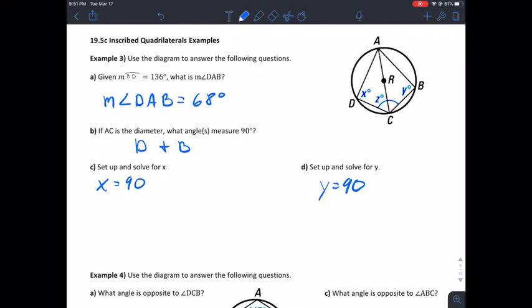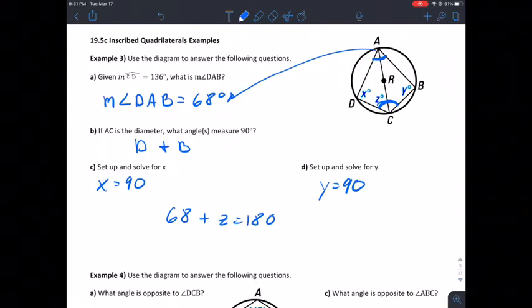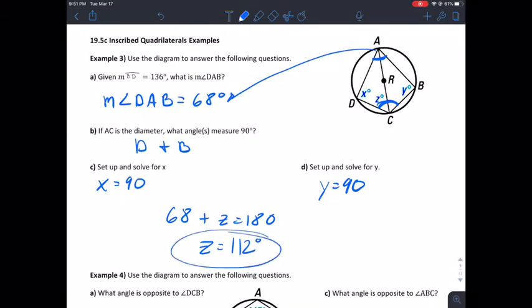So one thing I want to do too is solve for angle C, or solve for Z. We know that this angle plus this angle need to give us 180. Angle A was 68 degrees, so we can do 68 plus Z needs to give us 180. So we now know that Z is equal to 112.